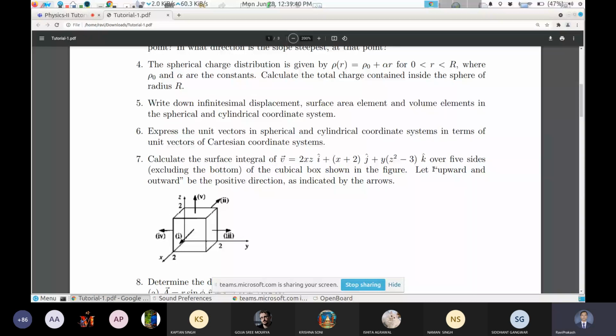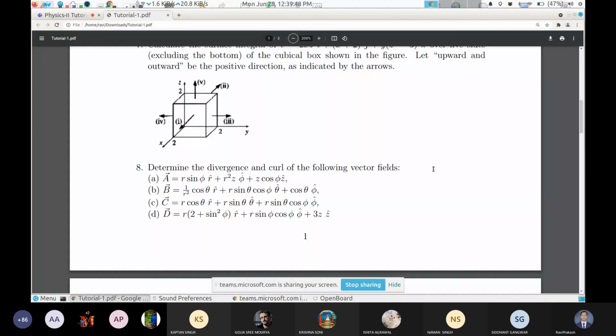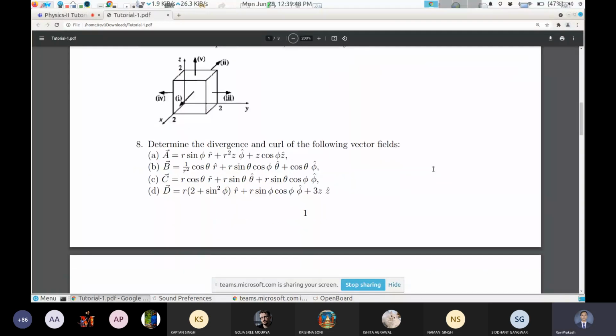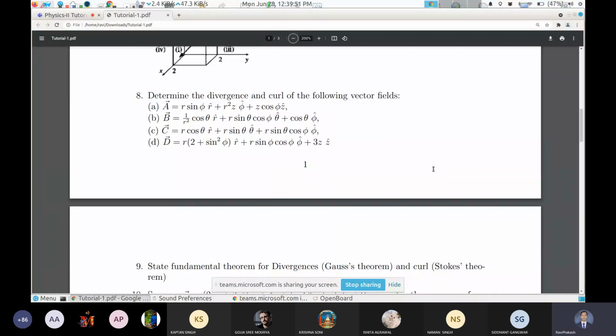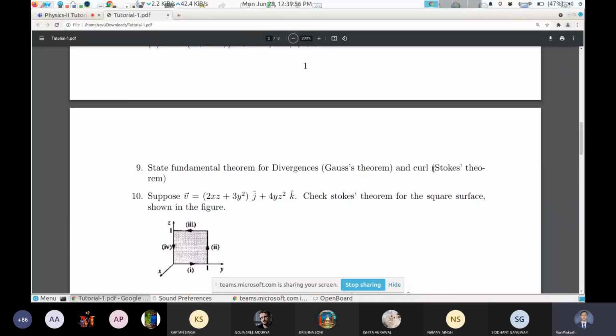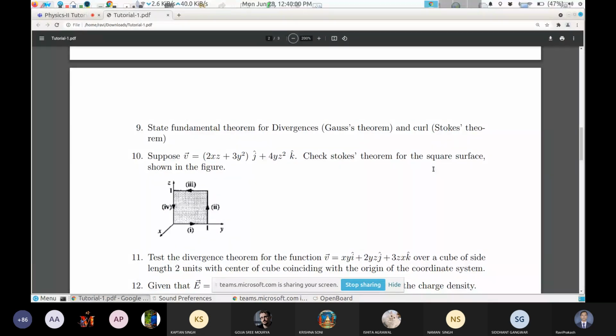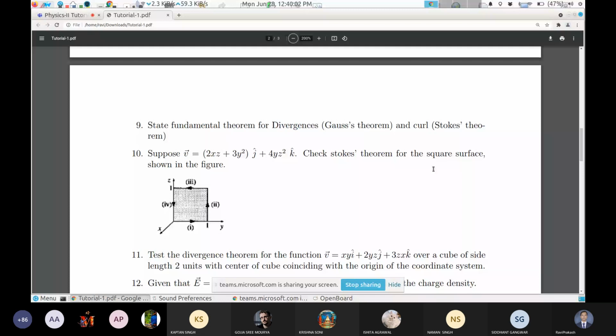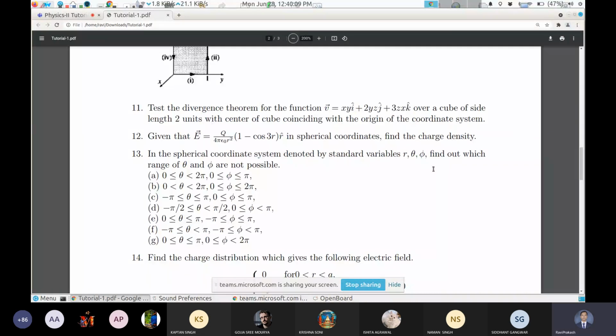Divergence and curl of the following vector fields. So just put the formula there, you will get the answer. Problem number 9, you can ignore it, just the definition. Problem number 13. A. Can we use this range?